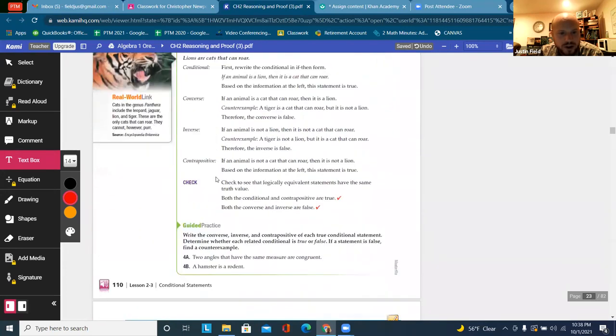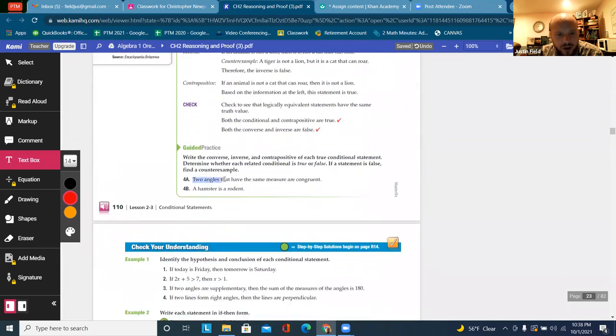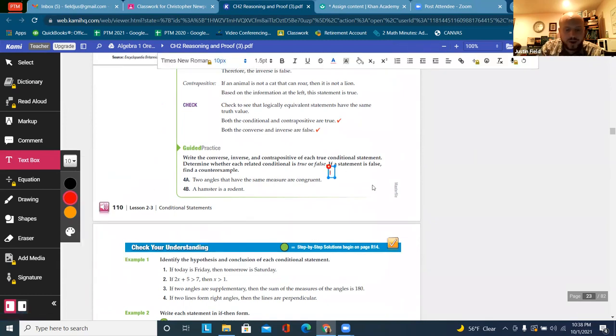Okay, so here we have some examples. So let's do this one: two angles that have the same measure are congruent. First of all, we've got to make the conditional. If two angles have the same measure, then they are congruent. Okay, so this is the conditional.